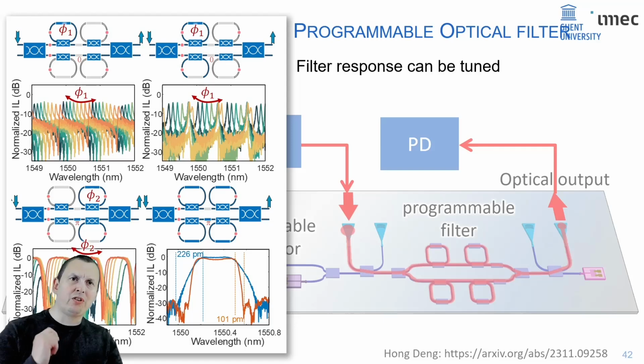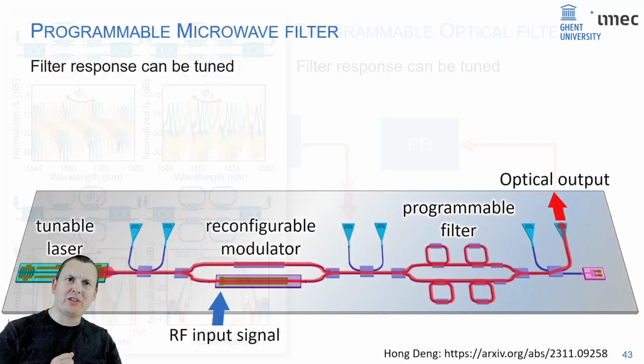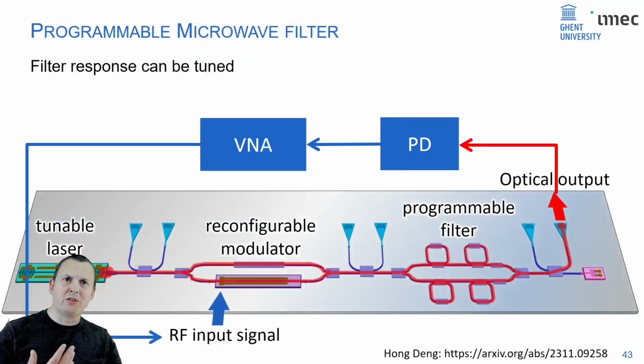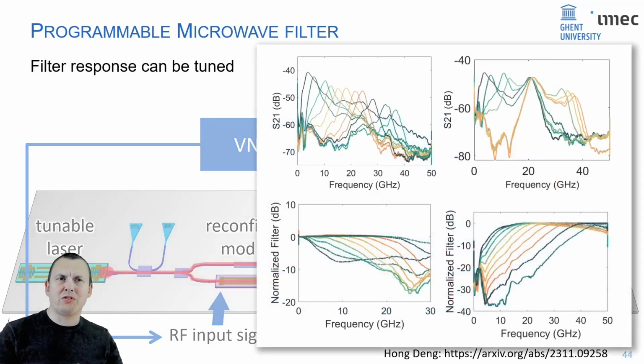But you can use this filter also to filter microwave signals. So in this case, instead of an optical signal, we use the laser and the modulator to generate a microwave signal on an optical carrier, and then use the optical filter to filter the microwave and a photodetector to convert it back into the microwave domain. And here too, we can fully configure the response of the microwave filter, creating a low pass filter, a high pass filter, an equalizer, and a passband filter.